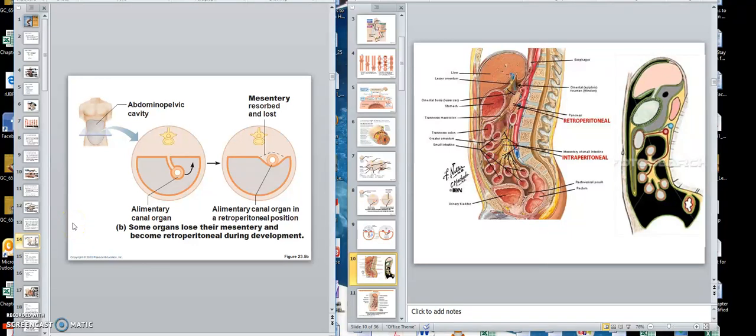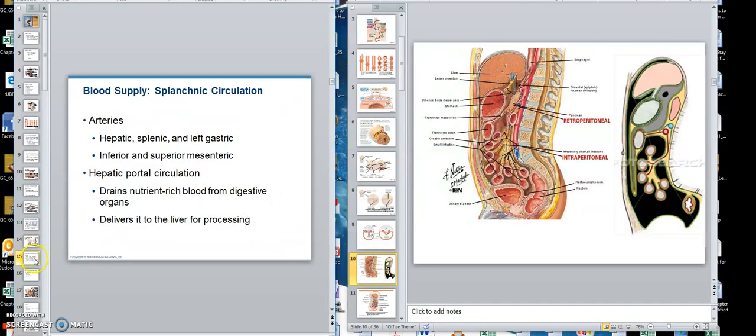Okay, class, we're back. What we did last time was talk about the mesentery and the peritoneum, and the anatomical structure of that. Let's go a little further. Now we're looking at the blood supply to the GI tract. We have arteries and hepatic portal circulation.